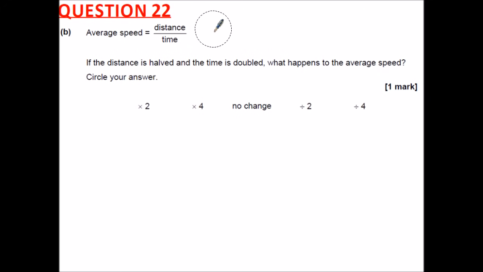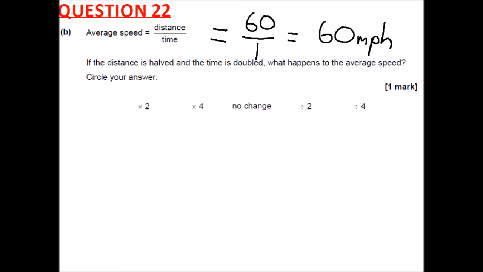So I'm going to say here that, and again, you can make up whatever numbers you want, by the way. Maybe we travelled 60 miles and it took us 1 hour. If you did 60 miles in 1 hour, hopefully you'll see that means 60 miles per hour. It's not more than 70. We're just going along nice and steady on the motorway. But now it says if the distance is halved and the time is doubled, what happens to the average speed? Well, we said that the distance was 60, and so if we half 60, that would take the distance to 30.